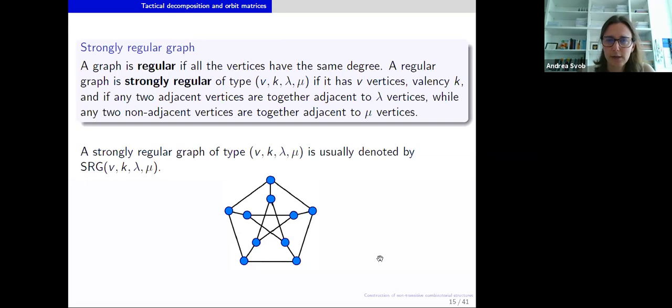Here there is an example of the Petersen graph. It is a strongly regular graph having 10 vertices and with degree 3. It is a very nice strongly regular graph with a nice illustration.